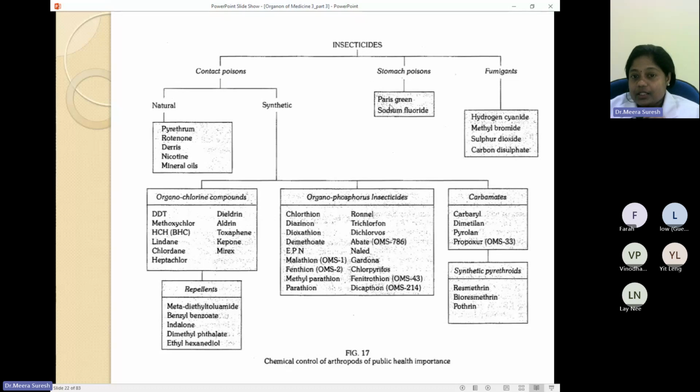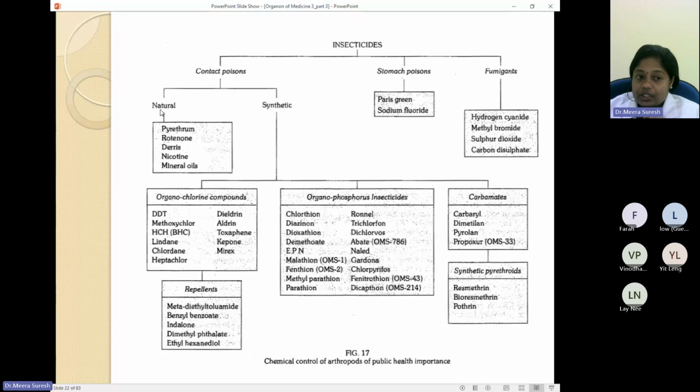And from the stomach poison, remember Paris green. From the fumigants, remember hydrogen cyanide and also sulfur dioxide. In the contact poisons, we have naturally occurring and also synthetic. Naturally occurring, there are certain plants, especially pyrethrum, rotenone, nicotine, which are naturally occurring and can be used as a contact poison. And then there are chemicals which are synthetically developed.